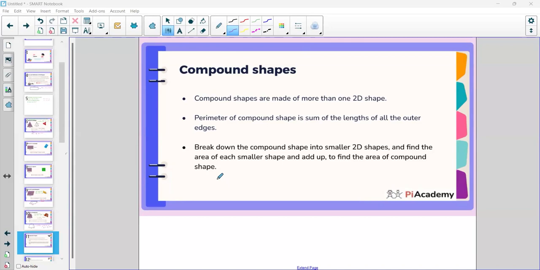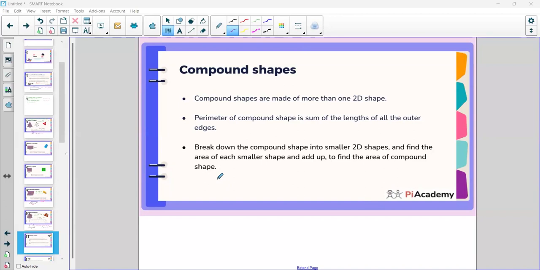Compound shapes are two shapes added together to make one big shape. Is it necessary that it should be only two shapes added together? I mean, can it be more than two? It can be two or more.